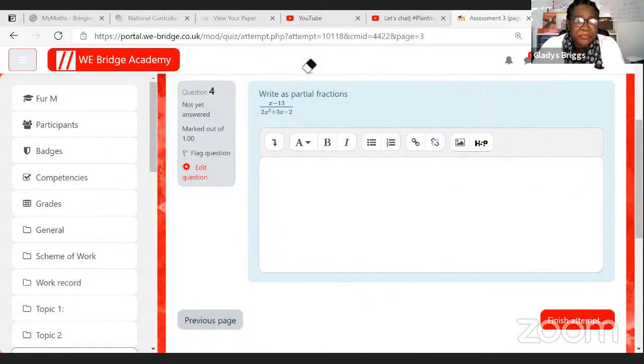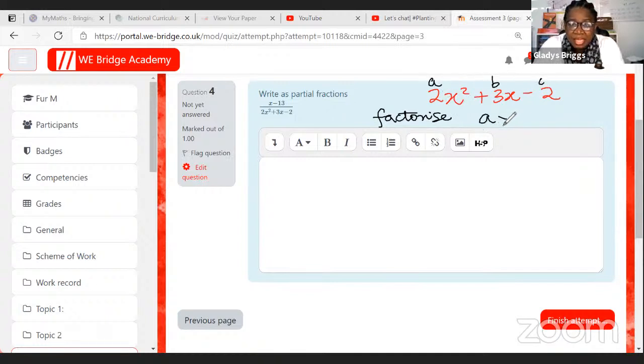Okay, so if you have something like this, 2x squared plus 3x minus 2, yeah? To factorize something like this, now pay attention, listen. The first step, if this is A, B, and C, you do A times C, that's step 1, okay? Which is equal to 2 times negative 2, which is negative 4, okay? Now, you want to replace your B term with the factors of -4.